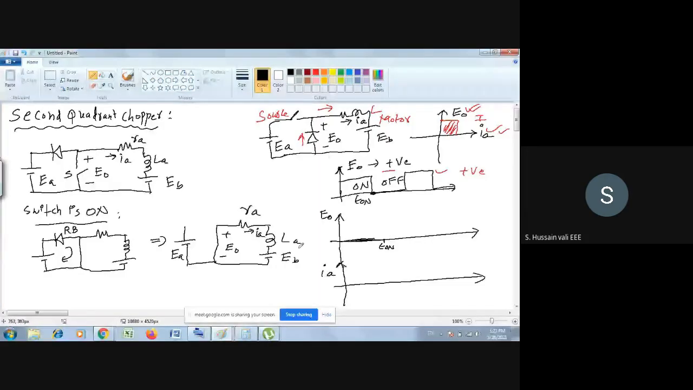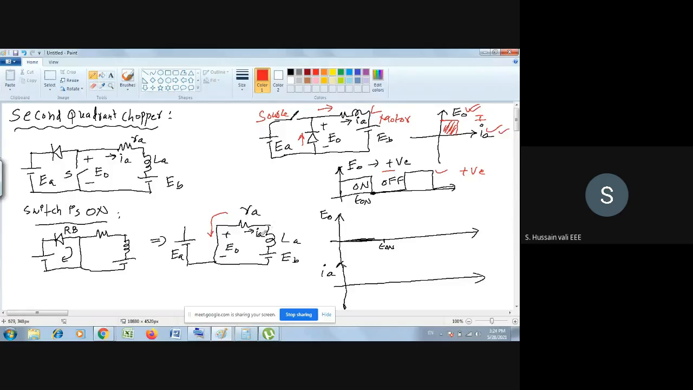What is the current in this direction now? What will happen to the current? Observe carefully. As the switch is closed, before this happened, the motor was running in a particular direction. Now as the switch is closed, this EB is there. So the actual current will flow through the switch like this, because the switch is closed.